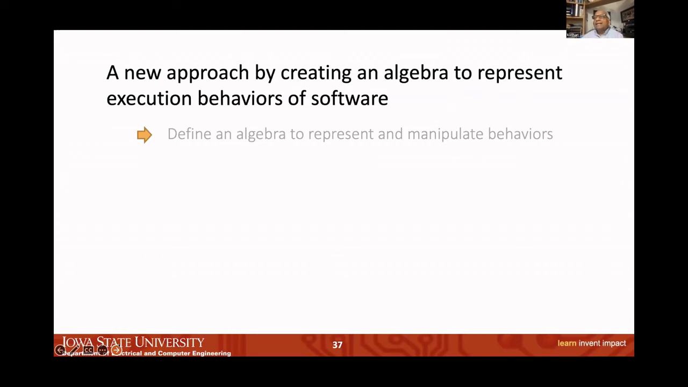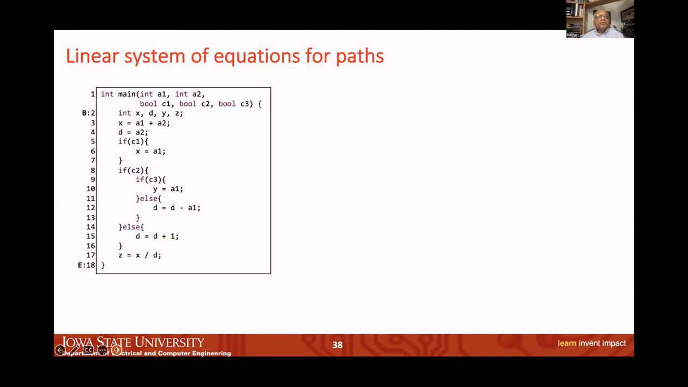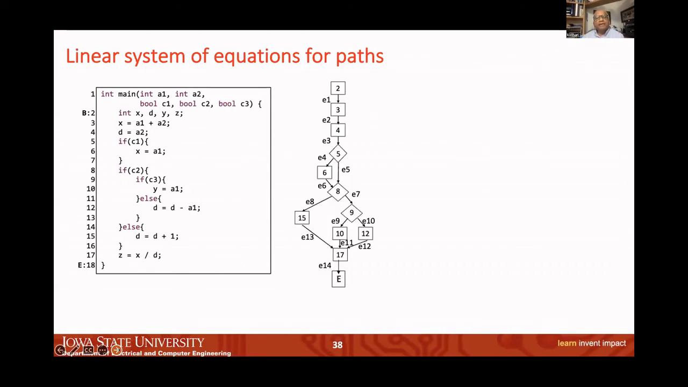So we define an algebra. How do we use this algebra to get paths? That turns out to be pretty simple. We can get paths by defining a linear system of equations in this algebra. So again, let's illustrate it. We have the control flow graph. We have defined the algebra on edges of the control flow graph.